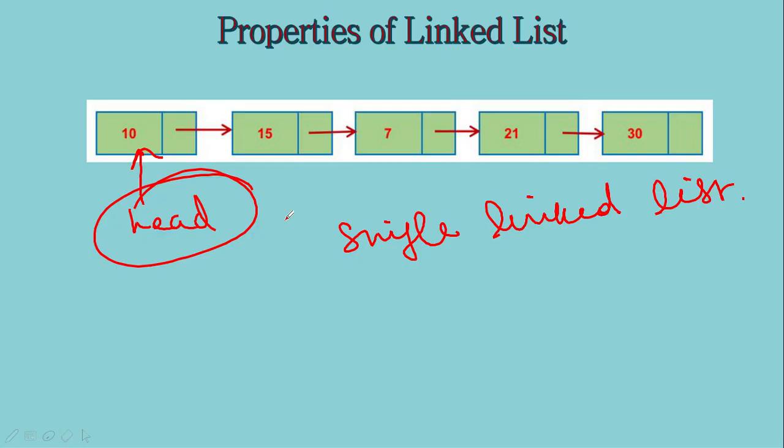When we look at the implementation, we have to represent each and every node, right? So we are going to create a structure for the node. There will be two members. One is the data part. Here in this case the data part is an integer.